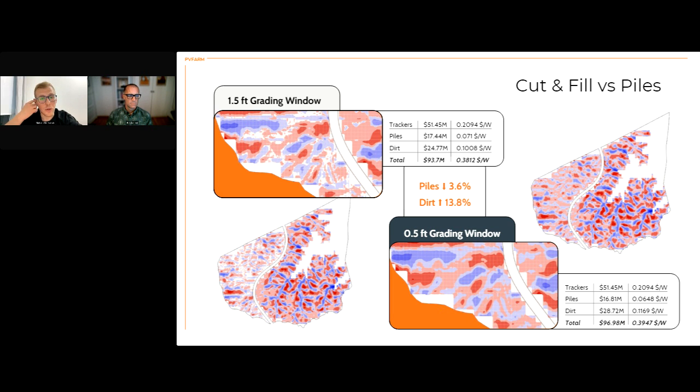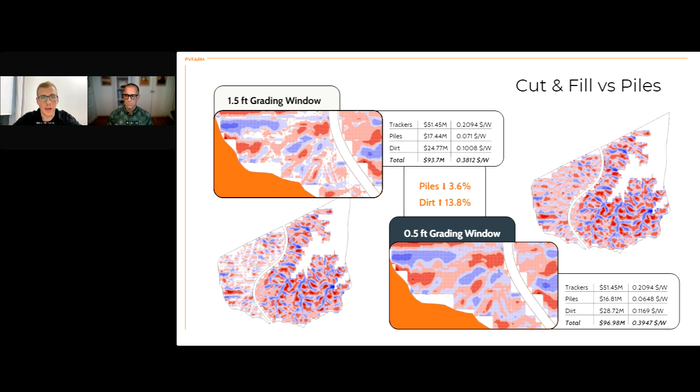If we have a look at what the difference is, we will see that the trackers are the same, because it's apples to apples, same layout. But then the piles went from 17 million to 16.8, so they went down by 3.6%. And then dirt, as expected, went up, because the narrower the grading window, the more dirt we need to move.